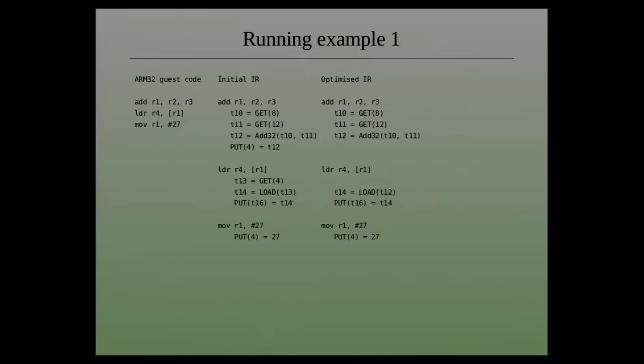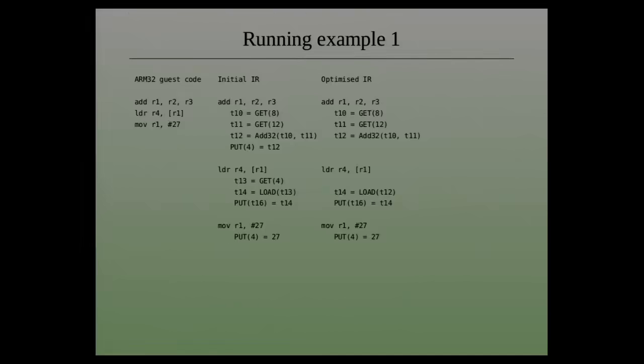This is the sequence we're taking. We're going to add these two registers together, R2 and R3, and park it in R1. Then we're going to load from memory at that address into another register, R4, and then we're going to overwrite R1 with this constant 27.